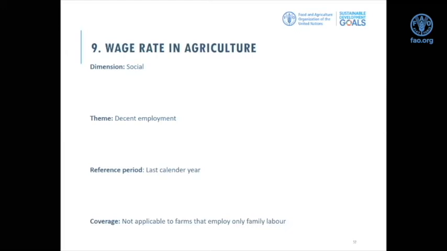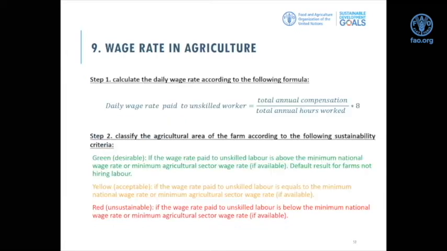So once we collect information on the unskilled labor remuneration, then what we do is we benchmark it against the prevailing national minimum wage rate in agriculture sector or national minimum wage rate to assign farm green, yellow, and red statuses. So in terms of the thresholds, the farms are assigned green status if the wage rate paid to unskilled labor, which I defined already, is above the minimum national wage rate or minimum agriculture sector wage rate, if available. And again, as this indicator is not applicable to farms that are not hiring any labor, by default, those farms will be highlighted as green.